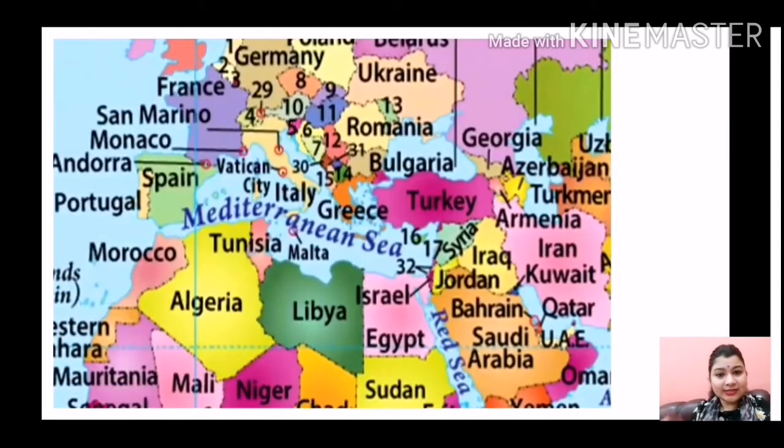Now you can see the Mediterranean Sea. Where is the Mediterranean Sea in the world map? Just go through the map properly. You will see that at the top the continent Europe falls, at the bottom the continent Africa is there, and in the eastern side you will find the continent Asia. And these are the names of some of the countries found in these regions.